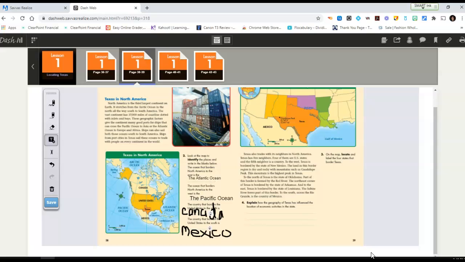So, that's a big question. So do y'all notice that this part of Texas is bordered by water, the Gulf of Mexico? How do you think that affects the economy, the money coming and going in Texas? What do you think happens there?